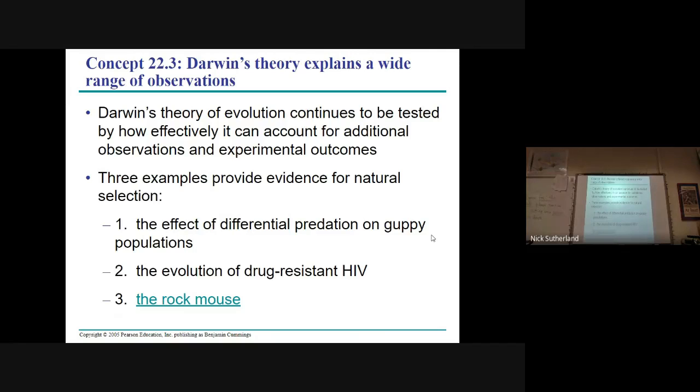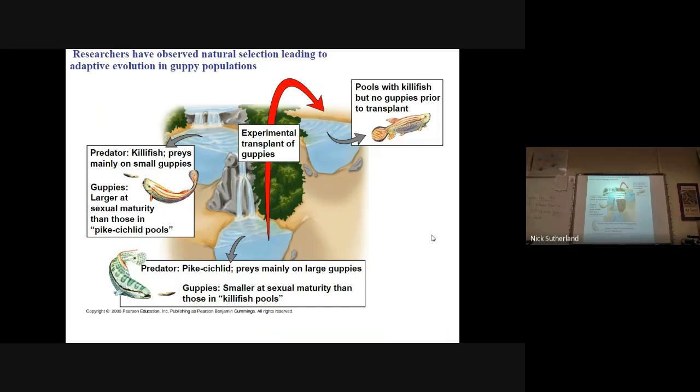So it says Darwin's theory of evolution continues to be tested by how effectively it can account for additional observations and experimental outcomes. We'll go into these experiments or examples, talk briefly about each one, and then we'll call it a day. The first one we're going to go through is research into these little guppy fish. Researchers have observed natural selection leading to adaptive evolution in guppy populations. This example is in your book.